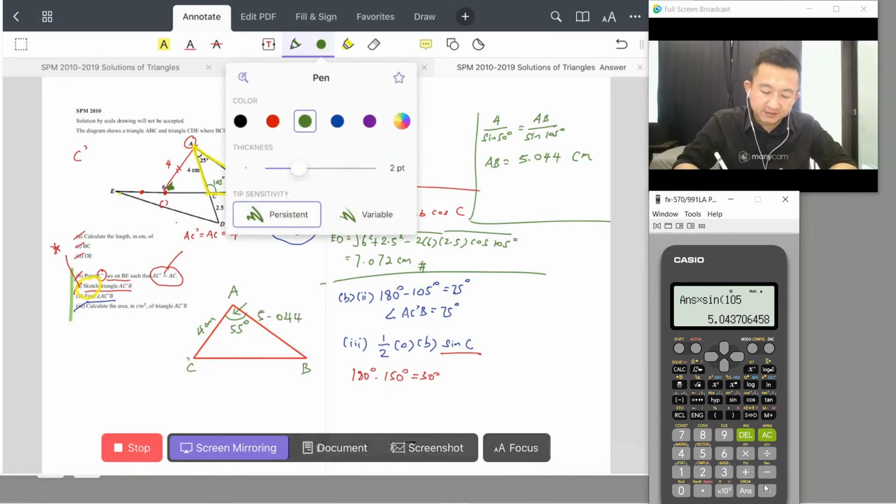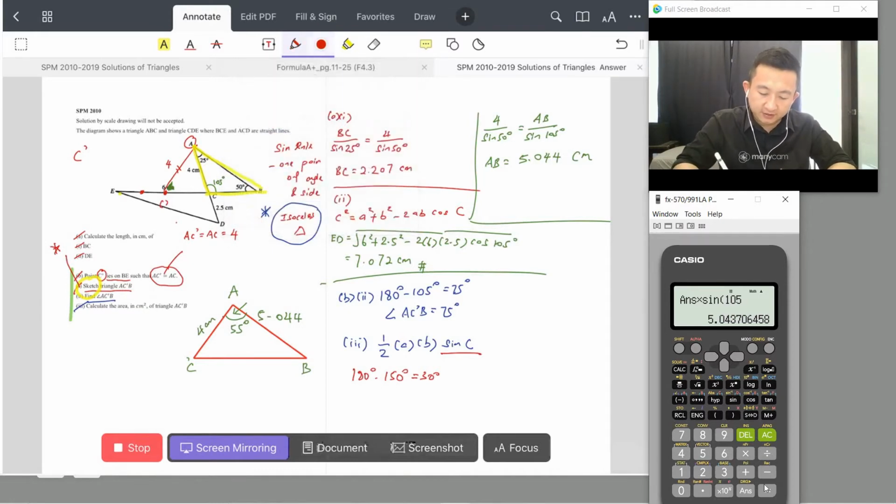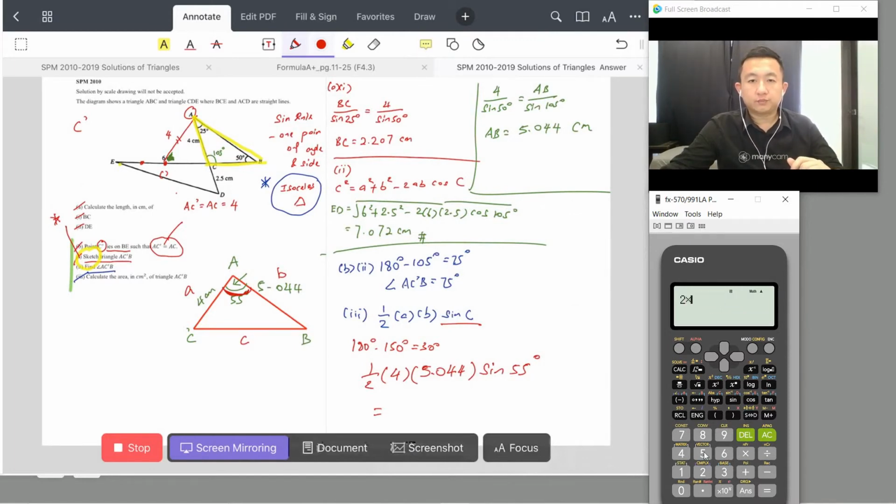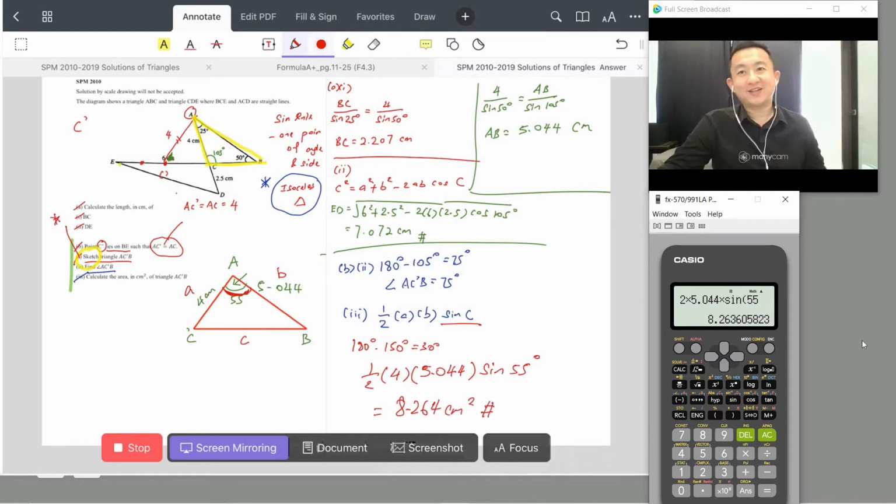Why? If this is angle C, this is small letter c, this is small letter a, this is small letter b. So you have 1/2, 4 and 5.044 sine 55 degrees. And that would be the final answer. 0.5 multiplied by 4, so you have 2, and the answer is 2.264 cm squared. Okay, that's the ambiguous case.